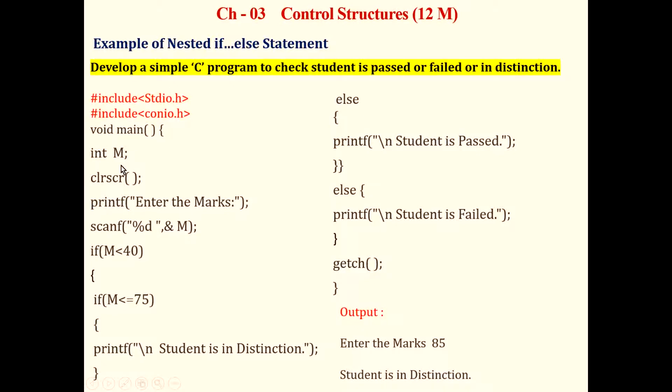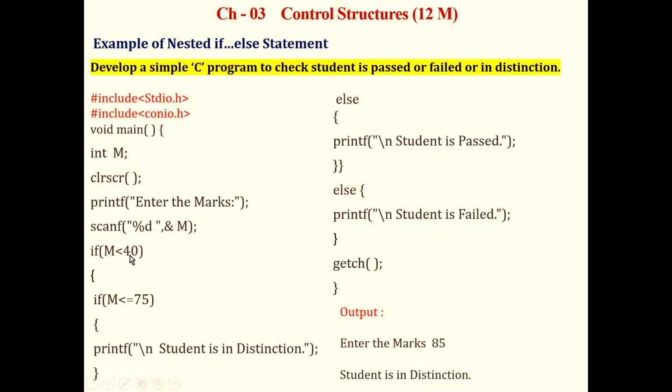Then here we take one integer variable m, used to store the marks of the student. Then the clrscr function is used to clear the output screen. Then we define one message using printf, displaying the message enter the marks. After this statement, the user enters the marks that are stored in m. For that we use the scanf function, scanf with %d comma and m. Since we have to store in m, I used m here, and %d because it is an integer type variable.